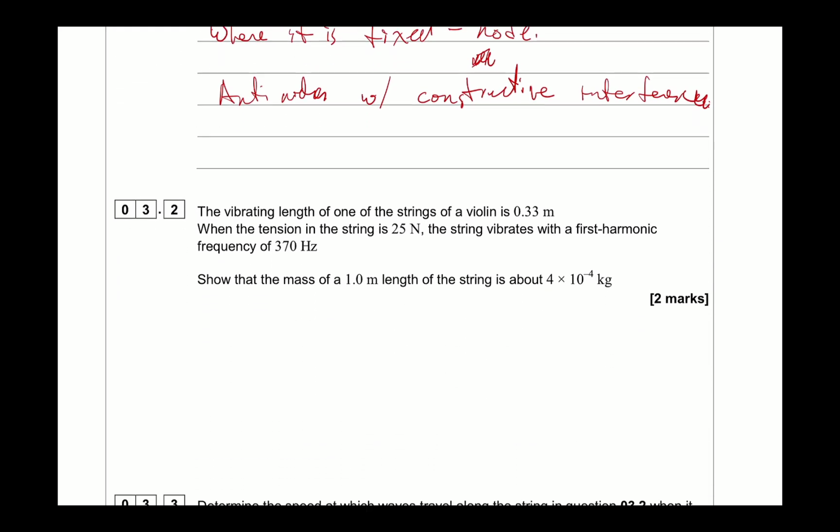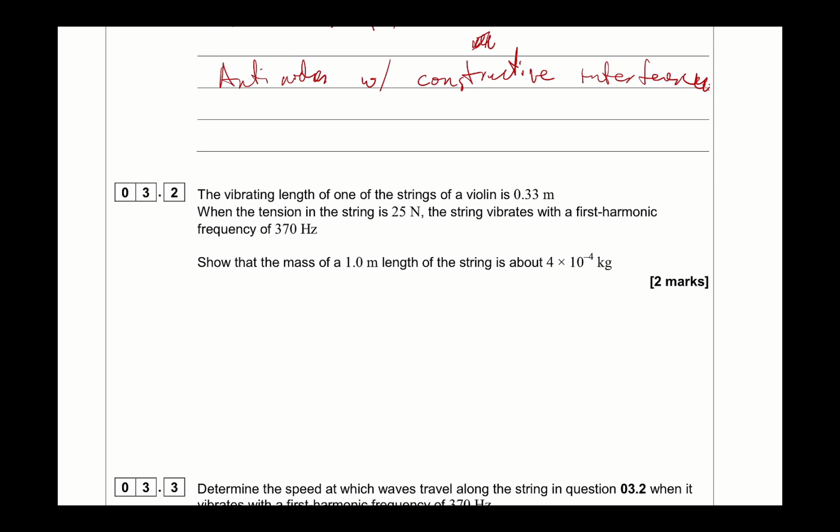So here, a vibrating length of one string is 0.33 meters. The tension is 25 newtons. The string vibrates with the first harmonic and a frequency of 370 hertz. It's saying show that the mass per unit length is 4 times 10 to the minus 4 kilograms per meter. So that is mu. So f is 1 over 2L square root of the tension divided by the mass per unit length.